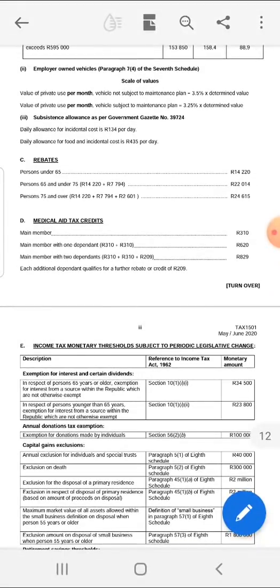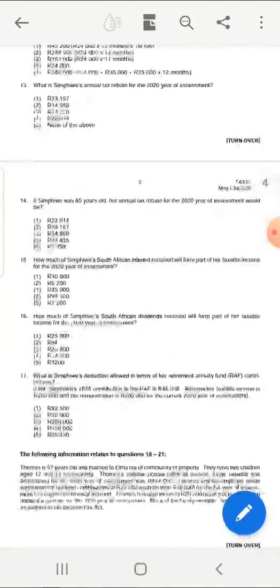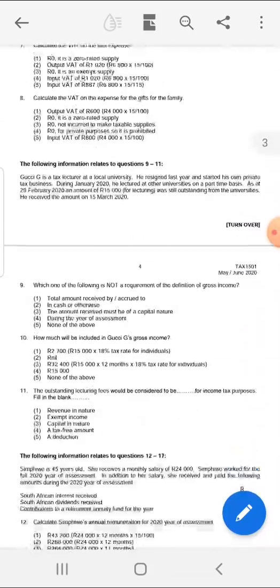You see, a person under the age of 65 years old, they pay 14,220. A person 65 and under 75 years old, they will pay 22,014 rand. And a person 75 years old or over, they will pay 24,615. So here the question they're asking is, how much will Simple pay? We know that Simple will pay 44,220 from the information that we're given at the end of our question paper. It will be given, so I don't expect anyone to get wrong on that question.